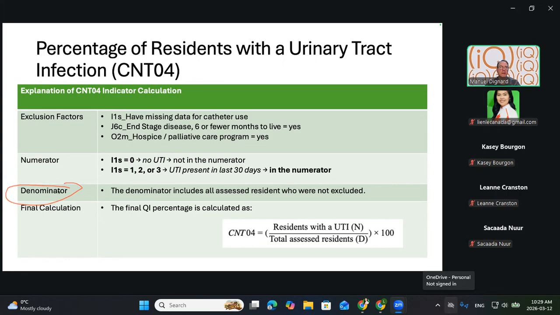So I'm going to look at everybody who's in the denominator. Do any of them have a UTI, right? So 1, 2, or 3 at I1S, you are in the numerator. And tracking this quality indicator helps the facilities monitor trends, identify areas to improve infection prevention, hydration management, continence care protocols.